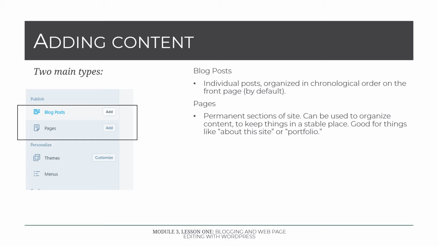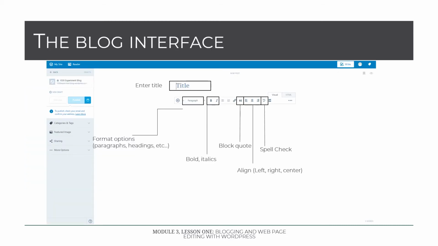To add either a blog post or a page to the site, go to the My Site bar and find the Add buttons near blog posts or pages. Once you click to add a blog post, you'll see the blog post interface. If you've ever used Microsoft Word or similar software to write a paper or other project, this interface should look familiar. You have a bar at the top where you can enter a title for your blog post.